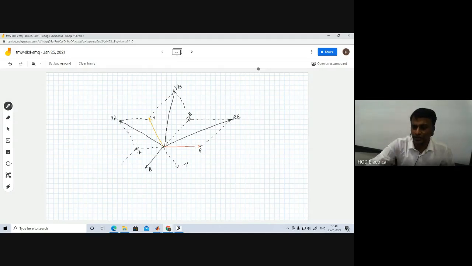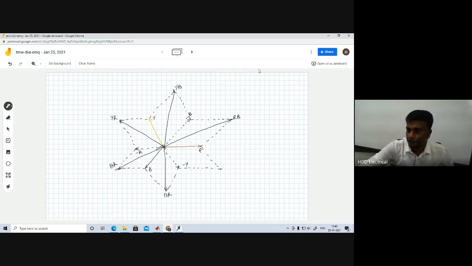Then this resultant is just opposite of RB. Then similarly, this is the resultant vector, just opposite of this. Then similarly, the last vector is RY. So this is the three-phase waveform.